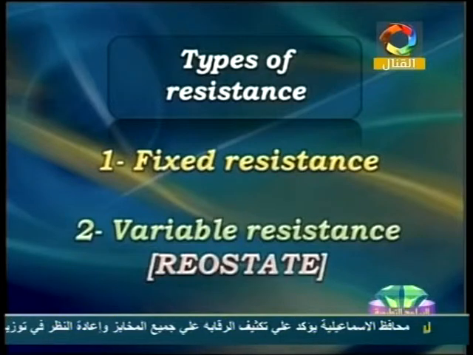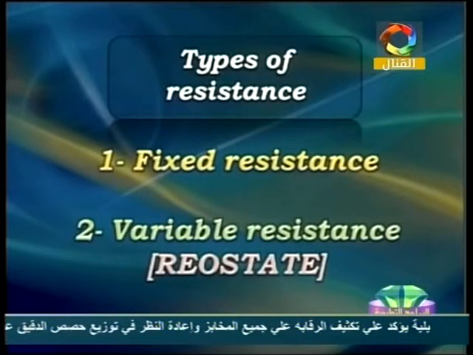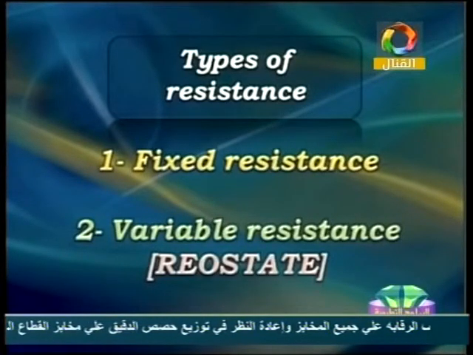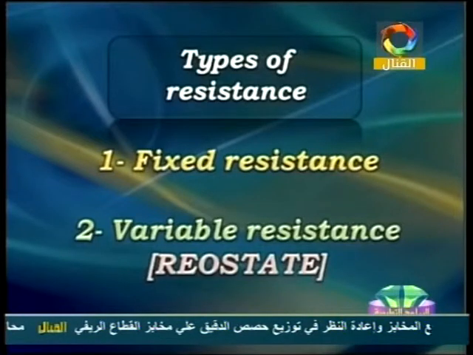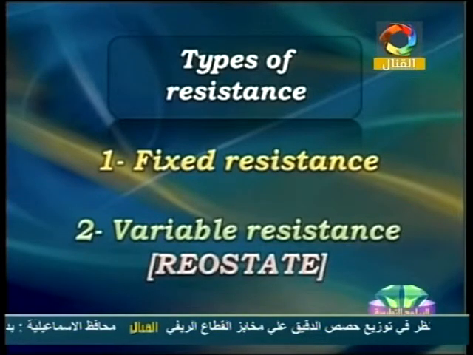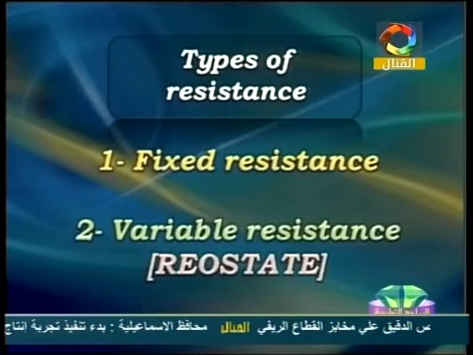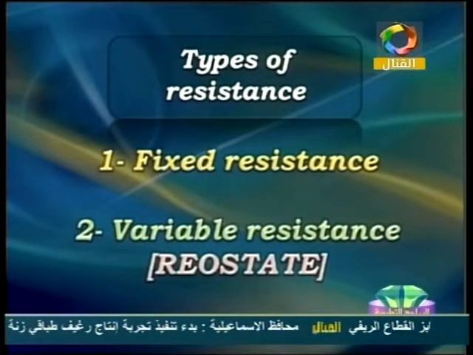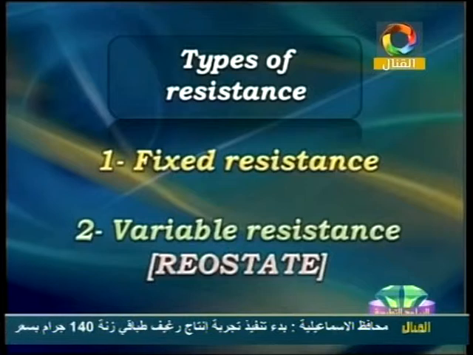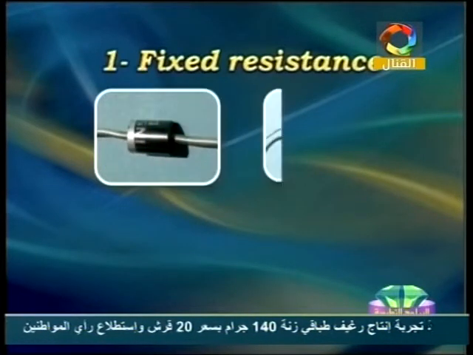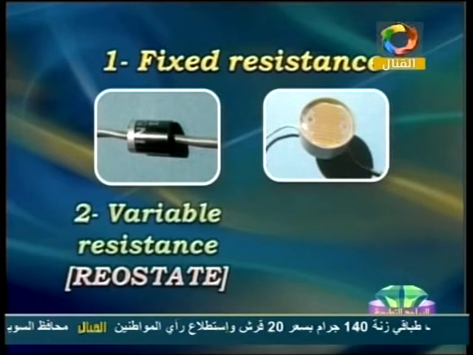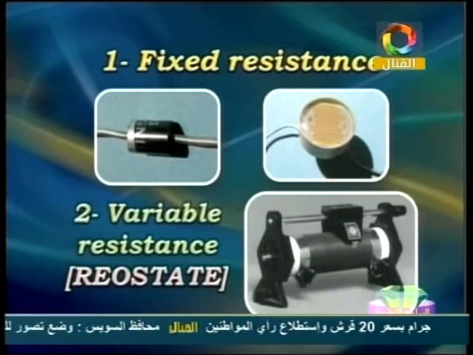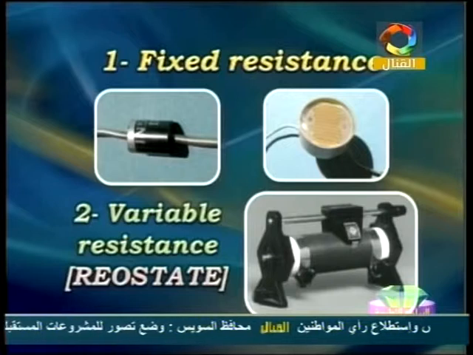After that, we have the types of resistance. We have fixed resistance and we have variable resistance. It's called rheostat. What is meant by rheostat? It is a variable resistance. And we have another type of resistance called fixed resistance. For fixed resistance, we have many pictures of this one. And we have the second one, the variable resistance called rheostat.